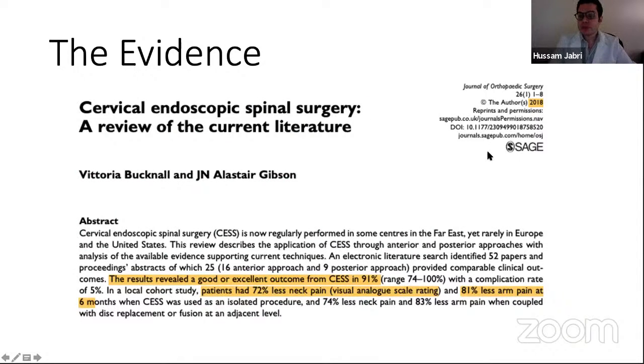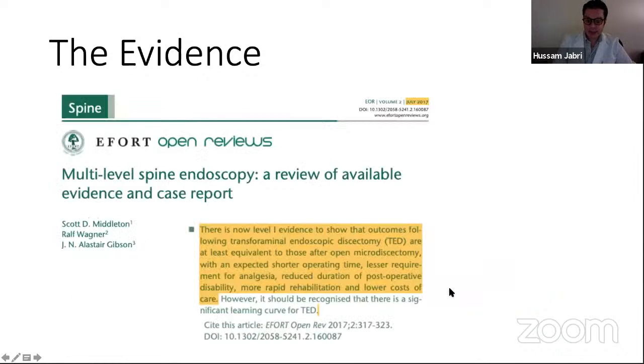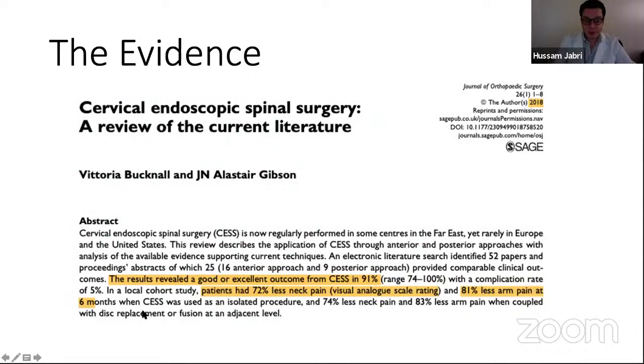Another study published in the Journal of Orthopedic Surgery in 2018 with the title Cervical Endoscopic Spine Surgery, a review of current literature. This reviewed the literature comparing to 52 papers on open technique and revealed good to excellent results in cervical endoscopic spine surgery in 91% of cases. Patients had 72% less back pain according to the visual analog scale of pain, and 80% less arm pain compared to the open group at 6 months.